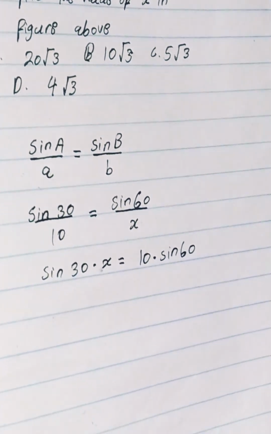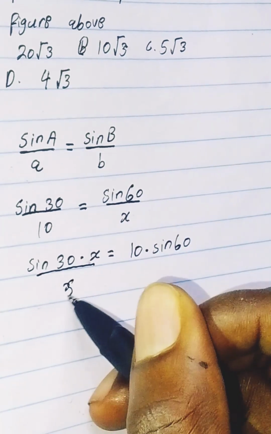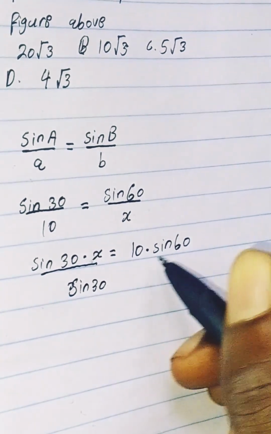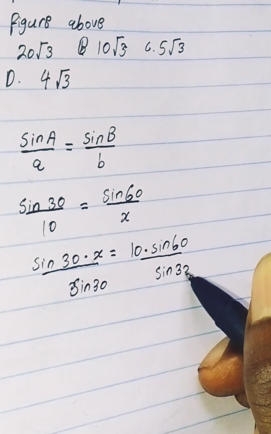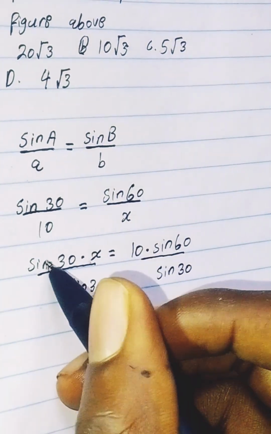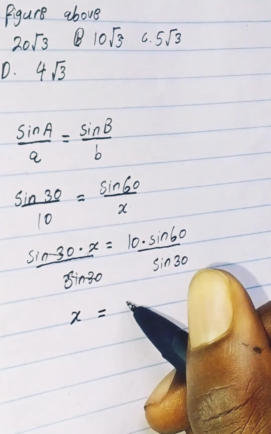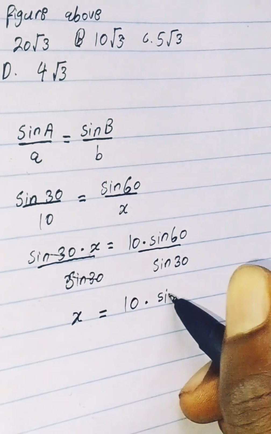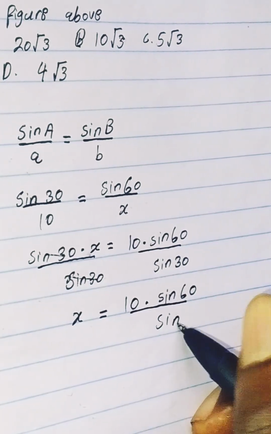Now from this part here, what do we do next? We simply divide by sine 30 over sine 30, over sine 30. Now from here, sine 30 cancels out sine 30 from here. We are left with x equal to 10 times sine 60 over sine 30.